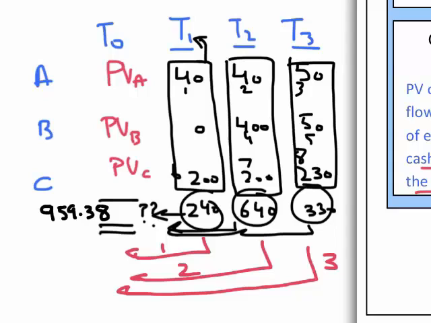Okay, great. Now we did it in a very lengthy way. There is a shortcut. As you can see, these three payments, 240, 640, 330, are not equal. They are unequal payments. So we cannot use the annuity function, but we can use some other function, which is known as cash flow sheet.